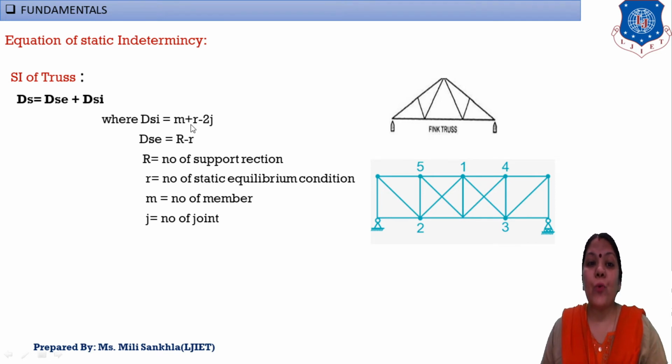DSI is equal to M plus R minus 2J, where M is equal to the number of members, R is equal to the static conditions, and J is for joint. J for joint, that means 1, 2, 3, 4, 5, 6. This is the number of joints given in the truss. DAC is capital R minus small r and DSI is equal to M plus R minus 2J. All these equations you must remember.